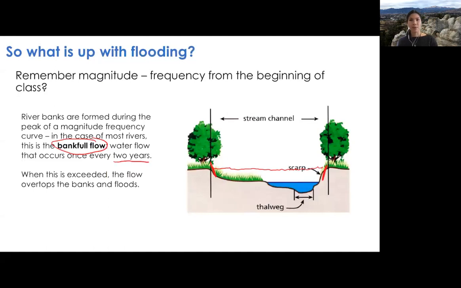This occurs about once every 2 years. So that 2 years, that's the frequency level that perfectly balances with magnitude to create the channel form. When this is exceeded, we tend to get flow that overtops the banks and floods. So things greater than a 2-year flow tend to be flood events. Things lower than a 2-year flow tend to just be normal events that are kept within the river.